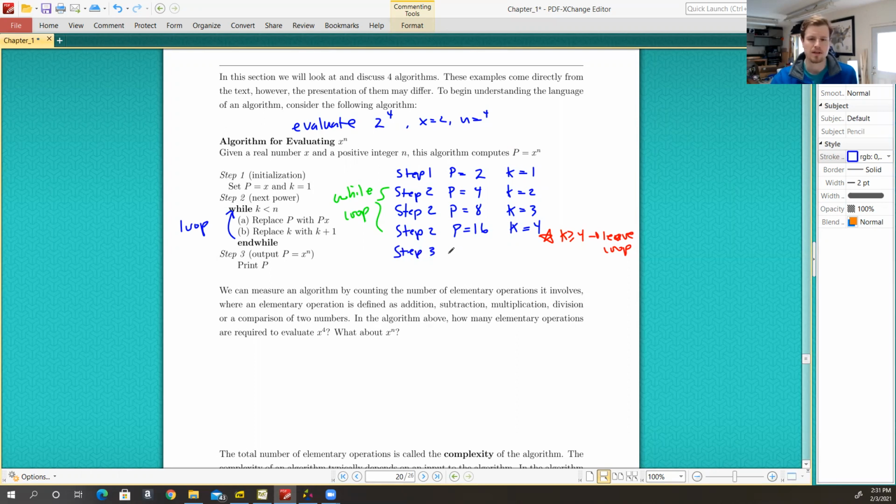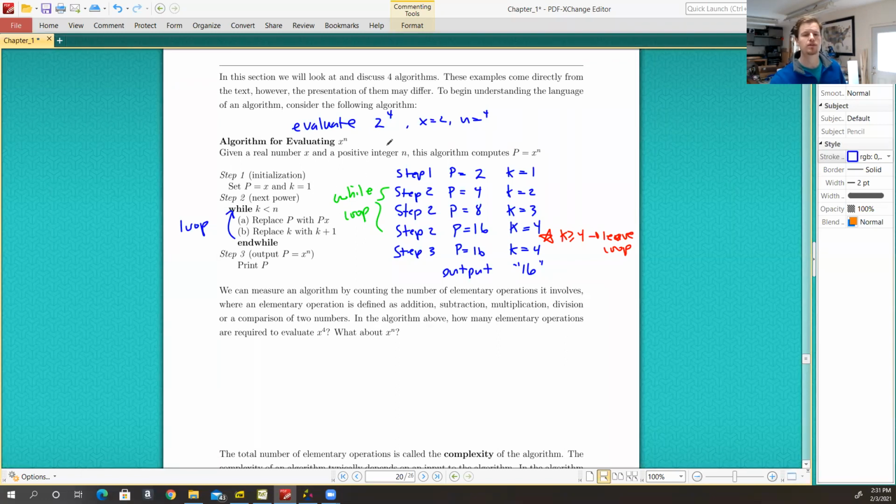And step 3, we have p is equal to 16. K is still equal to 4 because it didn't change anything there. We just output 16. Excellent. So we have 2 to the power 4 is equal to 16. Excellent, and that's exactly what it does for us.